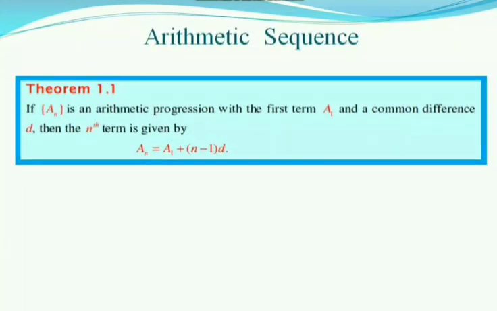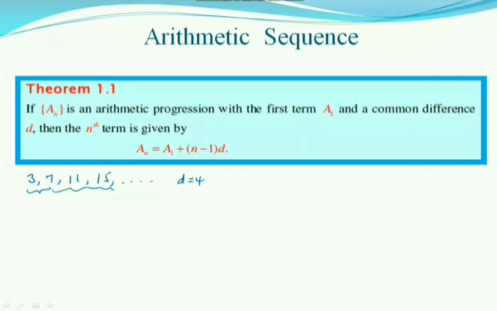So to make things clear, let me give you some patterns. Look at this sequence: 3, 7, 11, 15, and so on. If you see the pattern of these numbers, the difference between the consecutive terms is constant. Between 3 and 7, between 7 and 11, between 11 and 15, and so on, we have a common difference. That common difference is 4. Therefore, this can be considered as an example of an arithmetic sequence.